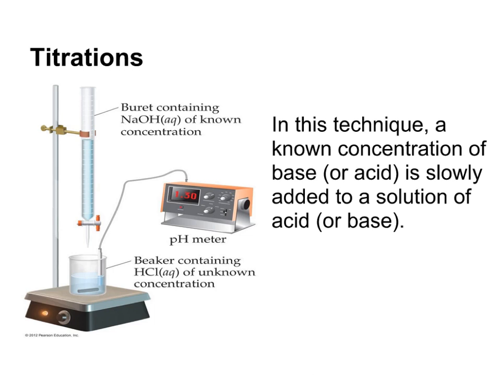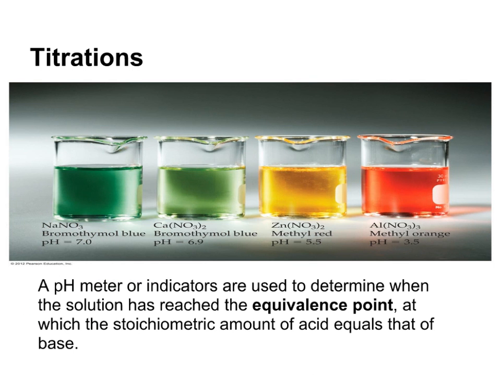Just remember the names of the equipment, and that you're always going to use the opposite. So if we're trying to find the concentration of a base, our burette is going to have an acid of known concentration. A pH meter like the one that was in the picture on the previous page, or color-changing indicators, sometimes both, are used to determine when the solution has reached the equivalence point. And the equivalence point is where the stoichiometric amount of acid equals that of the base.